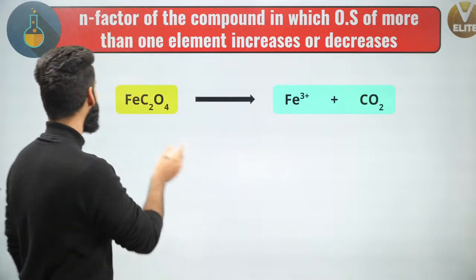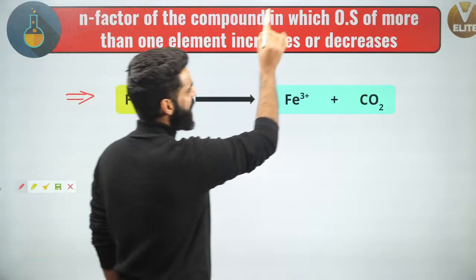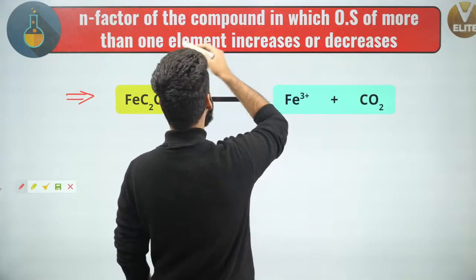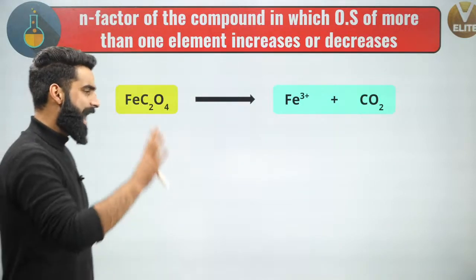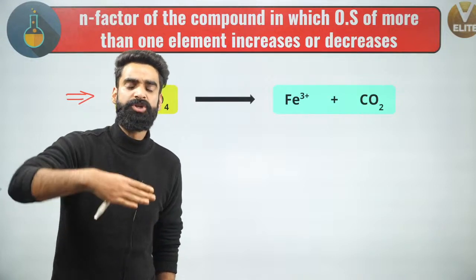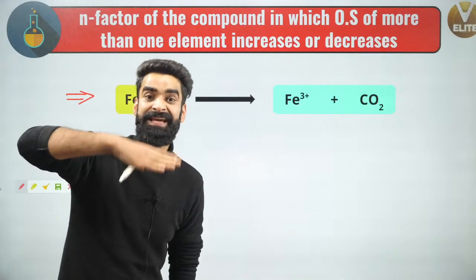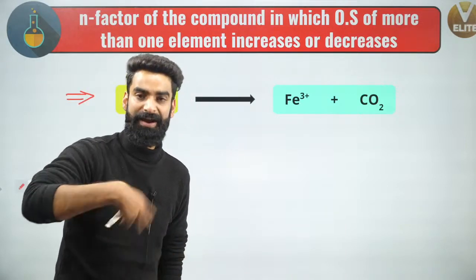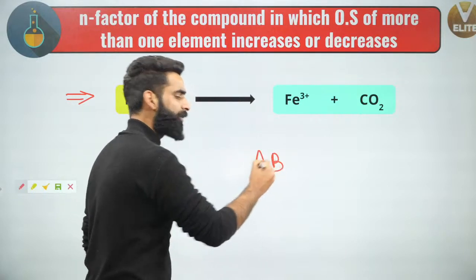In the first category, we have this sort of compound, n factor of the compound in which the oxidation state of more than one element increases or decreases, okay? See, guys, I have got a few compounds right here in which the oxidation state of more than one element will be simultaneously increasing or decreasing, right? Let's say I've got a compound like this, AB.